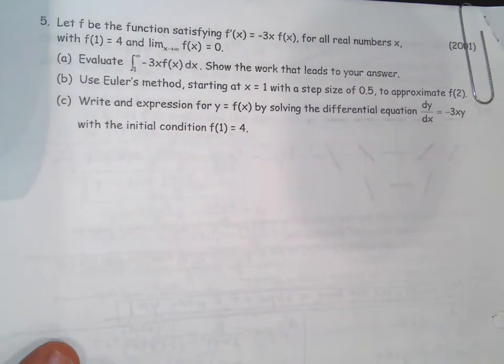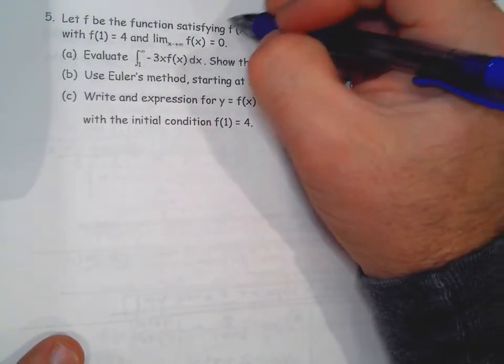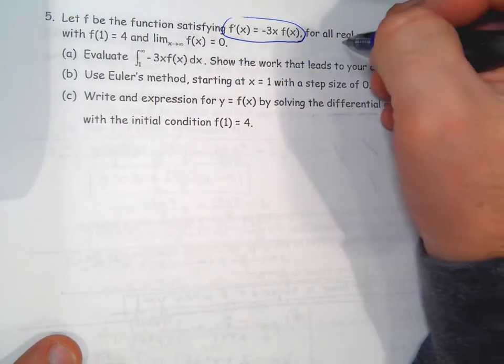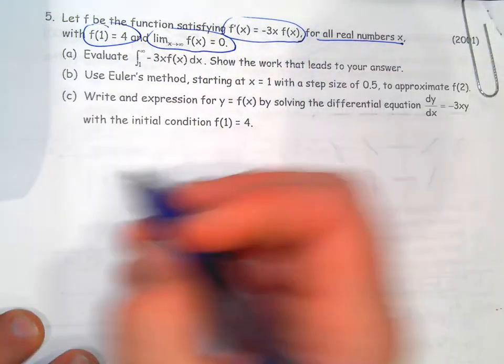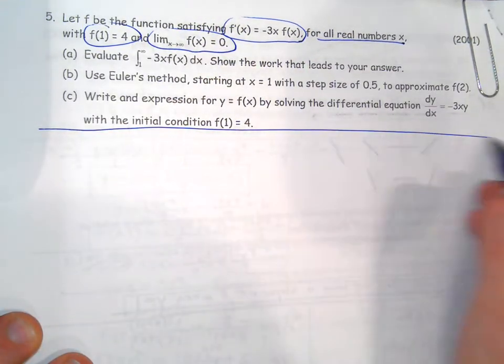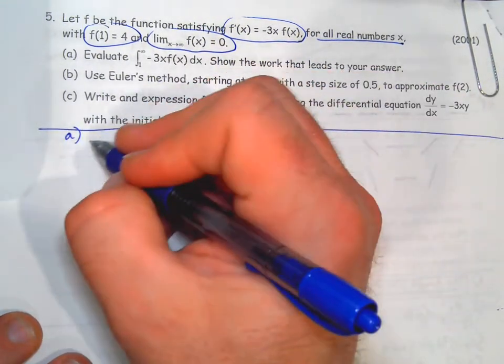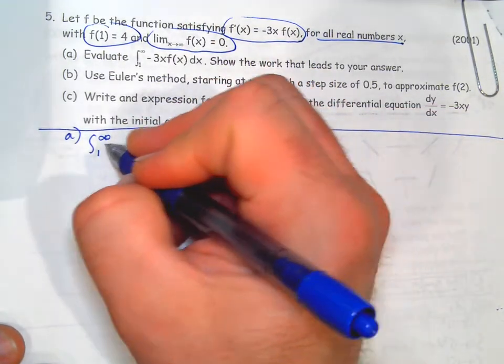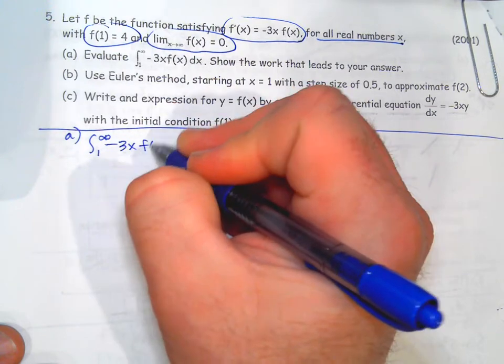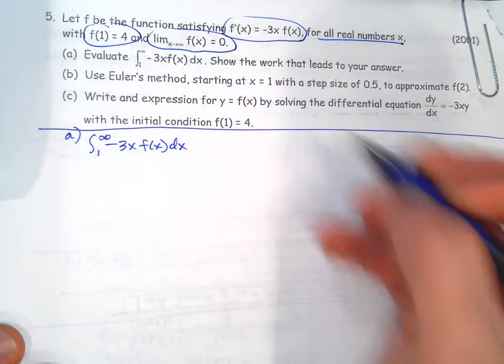Okay. We have a function satisfying this derivative for all real numbers. Initial condition, they tell us that the limit goes to 0. It says to evaluate the integral from 1 to infinity of -x f of x dx. Show the work that leads to your answer.